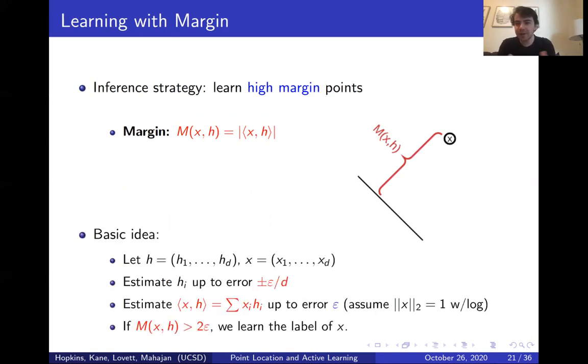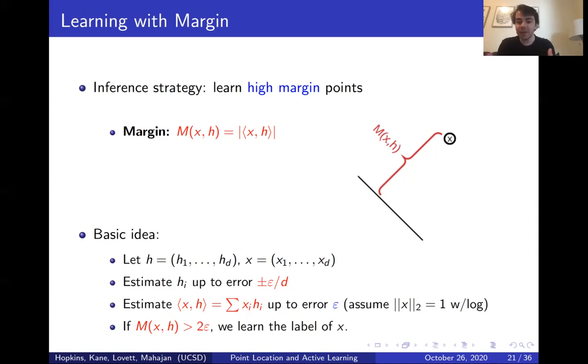So why is this? Well, let's discuss a very naive basic idea. Let's say that your hyperplane H, which you don't know, the hidden hyperplane, is expressed in the standard basis as H1 through HD, and you have some point X which you do know, which is X1 through XD. Let's just imagine for the moment that you could estimate Hi through some kind of queries up to error about epsilon over d. Now notice that the inner product we can write out as the sum of xi hi. And so we know xi, and we've estimated hi up to error epsilon over d, which means we can just estimate the inner product up to error epsilon.